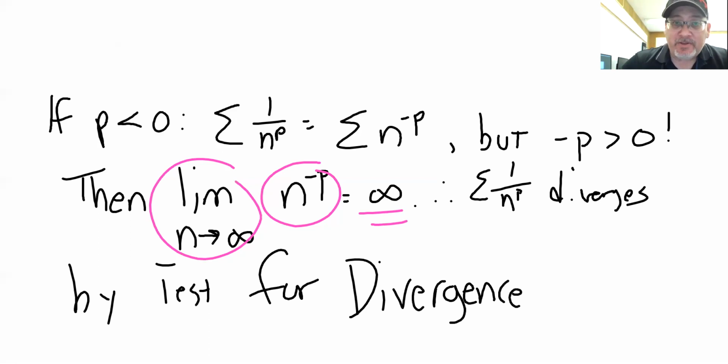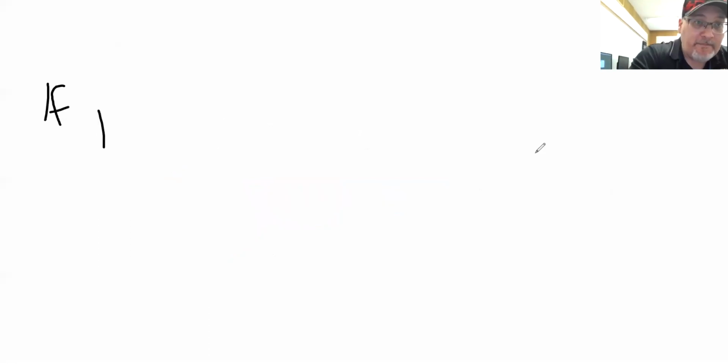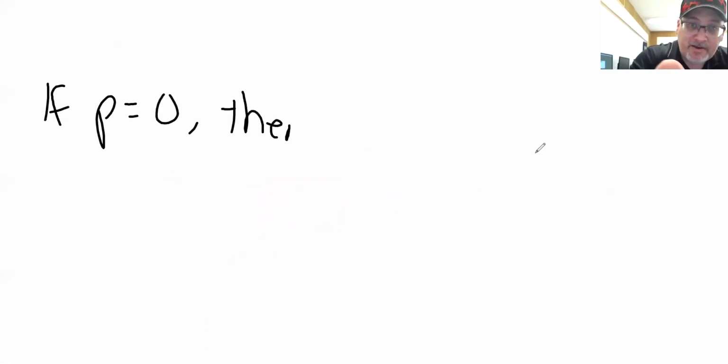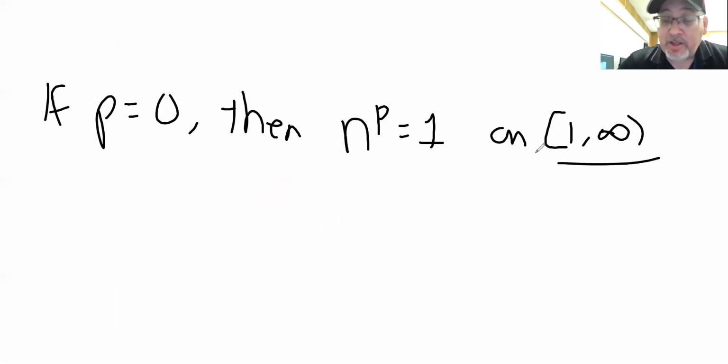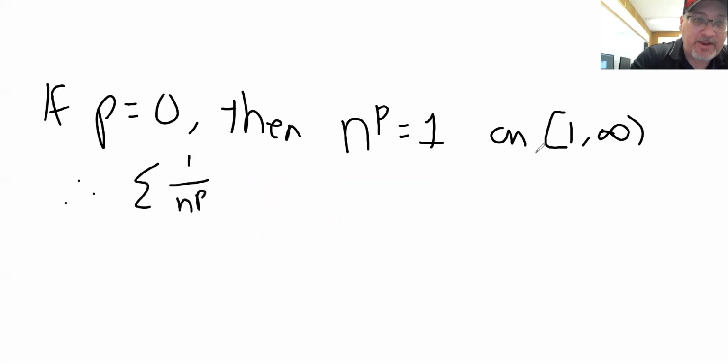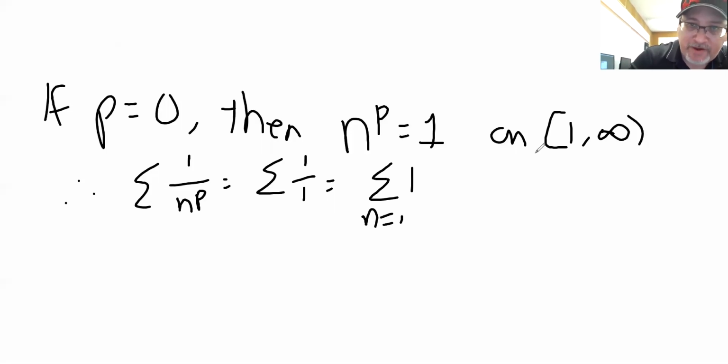Now, if p is 0, let's go ahead and handle that case. If p equals 0, then n to the p power is equal to 1 on 1 to infinity. The only place we would have an issue is if n was also 0, but 0 is not included in our interval for n. So the sum of 1 over n to the p would be the sum of 1 over 1, which is the sum of 1. But remember, we're going from n equals 1 to infinity, and there's no n, so for every value of n we would just get 1. So n equals 1, that's what we're adding. n equals 2, that's what we're adding.